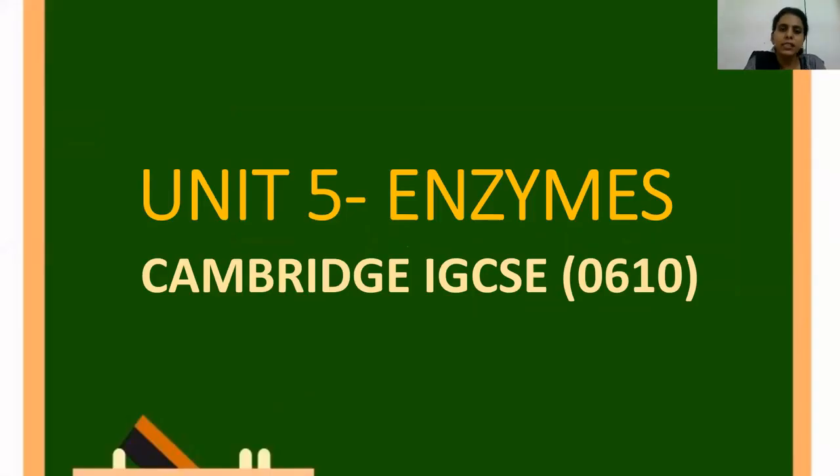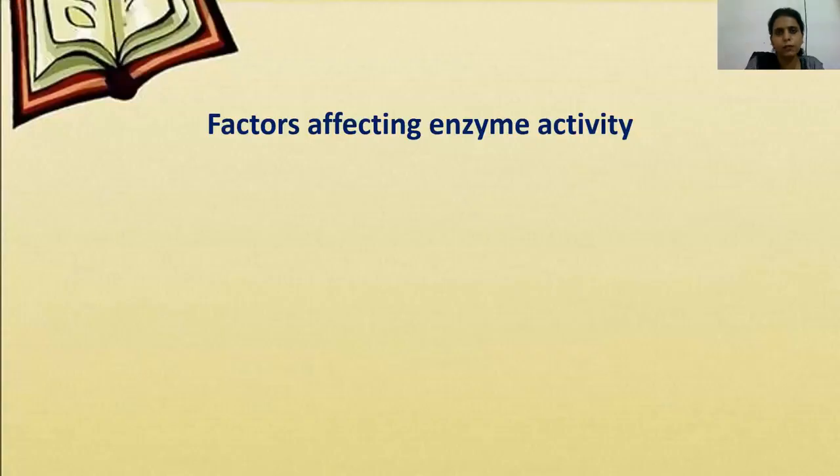Hello everyone. In this video, we are going to discuss the factors which affect enzyme activity, or you can say factors which affect the rate of a chemical reaction. In the previous video, we started with Unit 5, Enzymes, and discussed various properties of enzymes and the mechanism of enzyme action using the lock and key hypothesis. So let's begin this video with factors affecting enzyme activity.